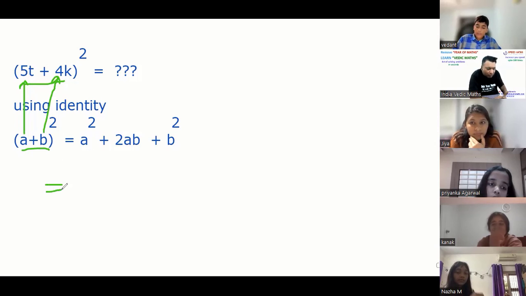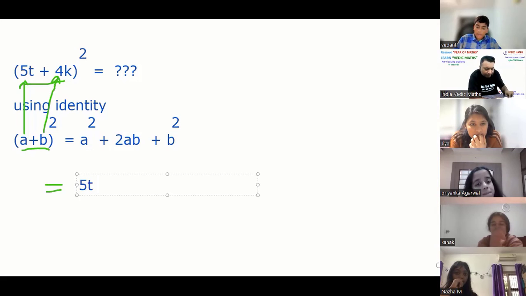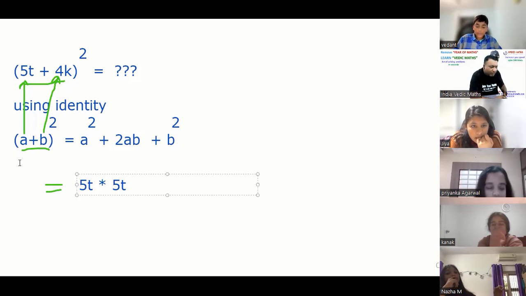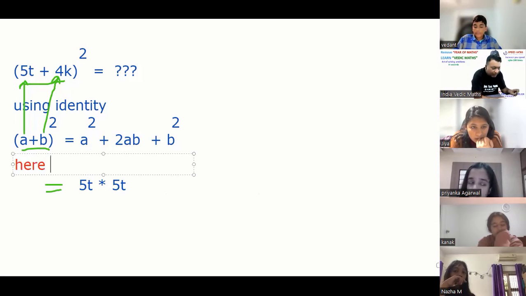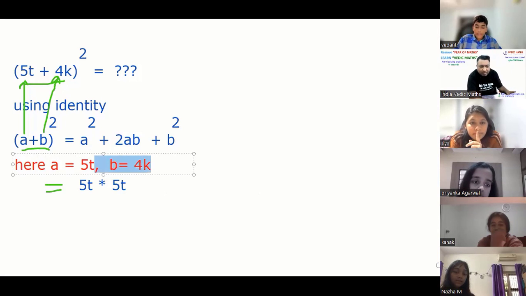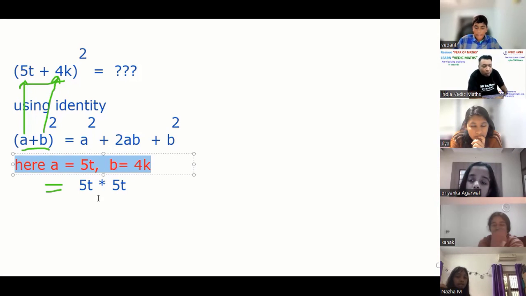Correct? Let's substitute. What it says first, A square. So A square means A times A. How much is A? 5t times 5t. So let me write here for everybody. I'm writing in red. Here, as Jia said, A equal to 5t and B equal to 4k. Did everybody understand this step? You compared the identity with the question. Now we are substituting here.